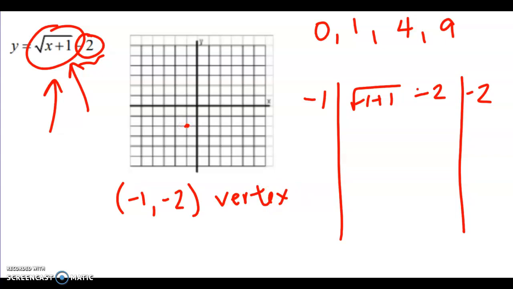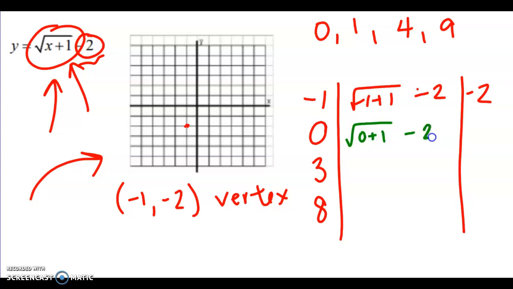Okay, since it is positive and positive, it's probably going to go up just like this. We'll wait and see. Okay, how do I get it to 1? Well, I'm going to get 0 plus 1 is 1. How do I get this inside number to 4? I'm going to do 3 plus 1 is 4, and 8 plus 1 is 9. Now I just need to solve. So the square root of 0 plus 1, that's 1, minus 2. So the square root of 1 minus 2 would be a negative 1.